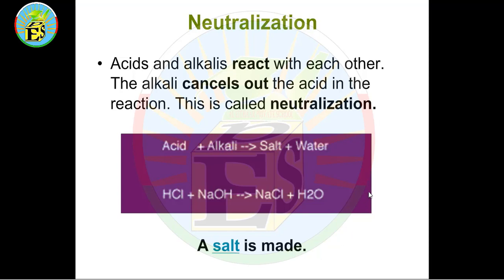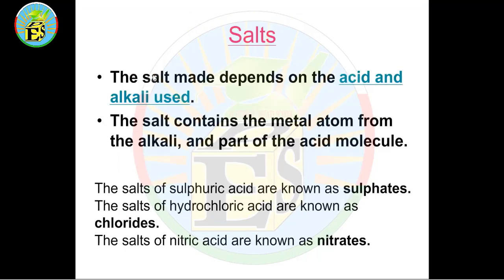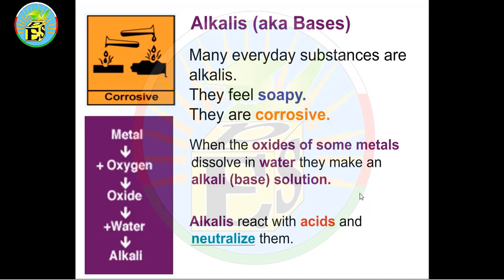Salt is made by a neutralization reaction between acid and alkali. The salt made depends on the acid and alkali used. The salt contains the metal atom from the alkali and part of the acid molecule. The salts of sulfuric acid are known as sulfates. The salts of hydrochloric acid are known as chlorides. The salts of nitric acid are known as nitrates.